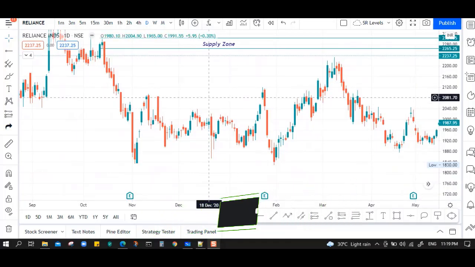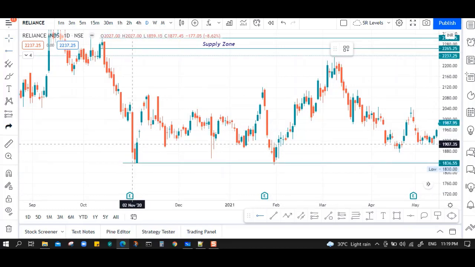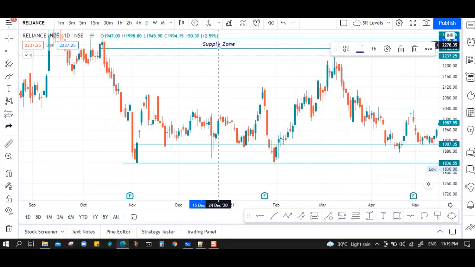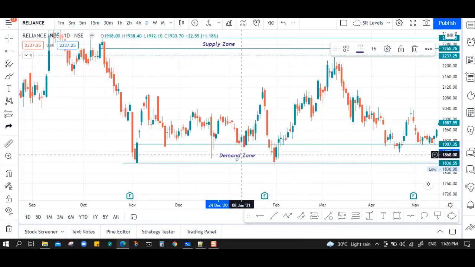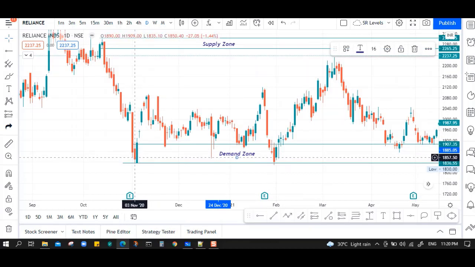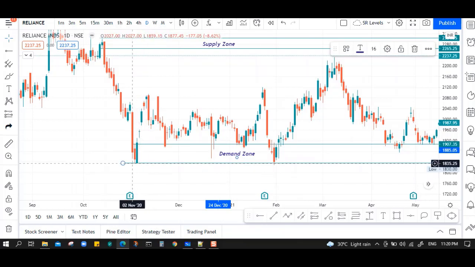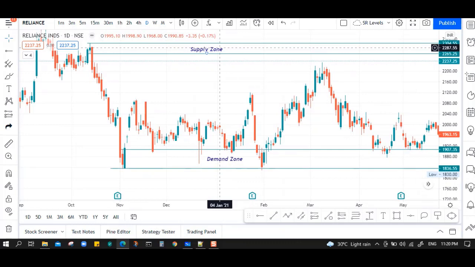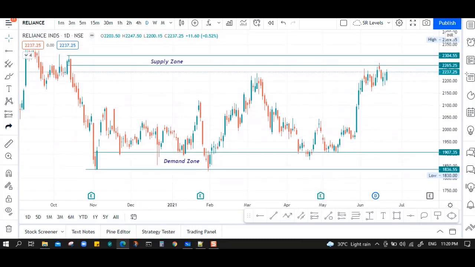In the same way, let us try to draw the demand zone. So I will just draw here. You just let me know whether I'm correct or not. I will say this is a demand zone. All right, so this is my base candle. So you need to understand what the base candle is. This is my distal and proximal, and this is my supply zone, and this is my demand zone.